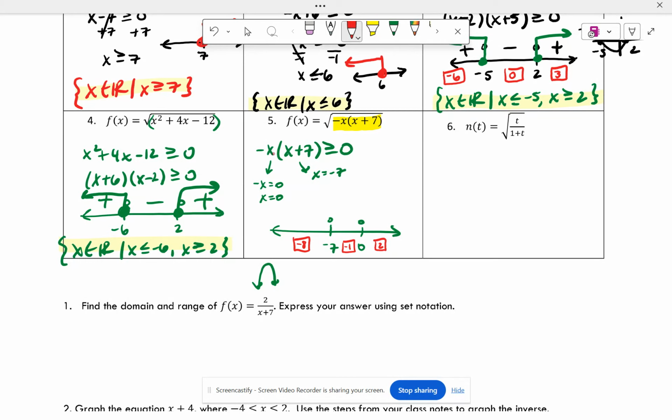If I plug a negative 8 into the factored form, I get a positive 8 times a negative number. That's going to give me a negative down here. If I take a negative 1, that's going to give me a positive 1 times a positive number. That's going to give me a positive here. I plug a 2 in, I get a negative times a positive. This will give me a negative over here. Okay, so I want where this guy is greater than or equal to 0. So I would have a sandwich between negative 7 and 0.